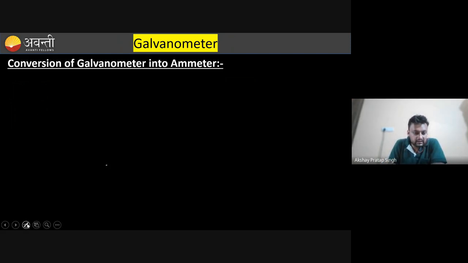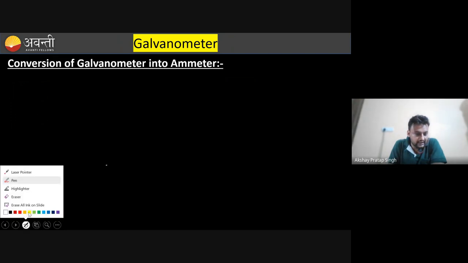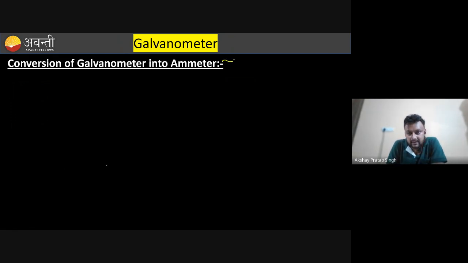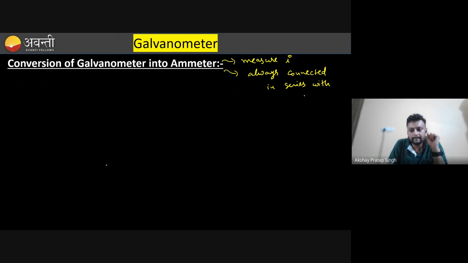One thing that I will answer here, and you should remember all the time: an ammeter is a device used to measure current. For current, I have written I. The device which is used to measure current is always connected in series with the circuit. So two things you should know.